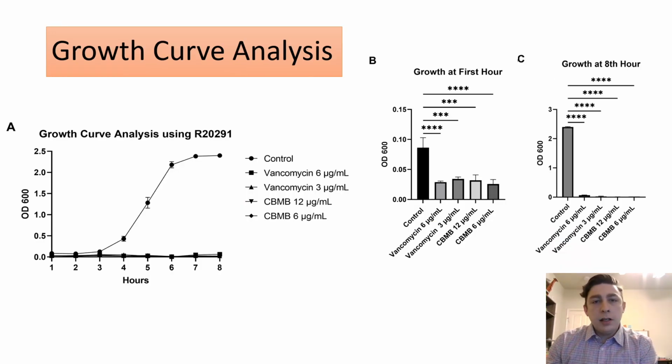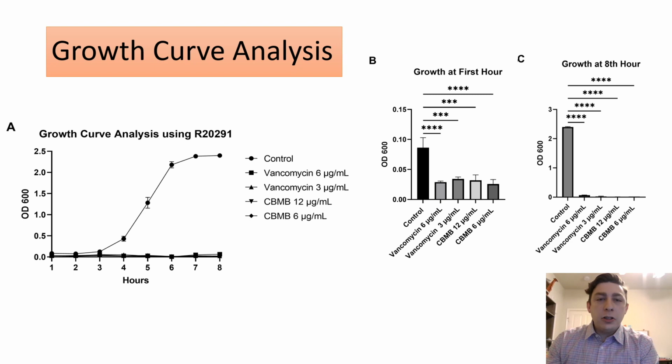With the purified protein, I performed a growth curve analysis over 8 hours. I inoculated BHIS broth with C. diff lab strain called R20291, and each broth either contained 6 or 3 micrograms per milliliter of vancomycin, or 12 or 6 micrograms per milliliter of CBMB. There was also a control that had no antimicrobial products. Looking at figure A, you can see that the control grew quite nicely over the 8 hours, while the 4 inoculations containing antimicrobial products failed to grow.